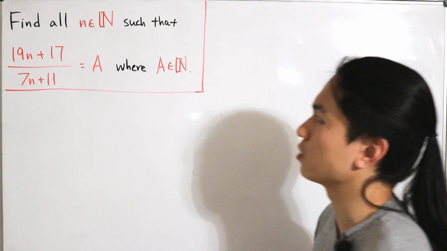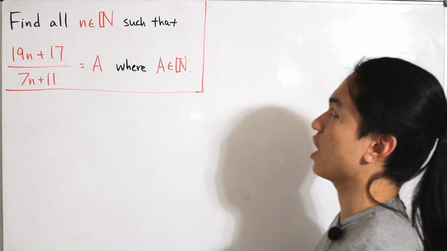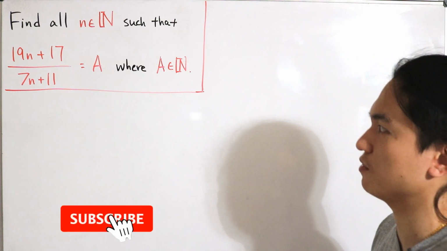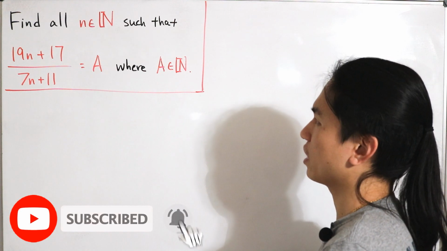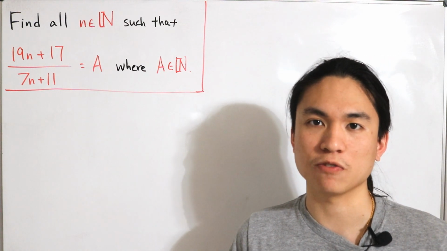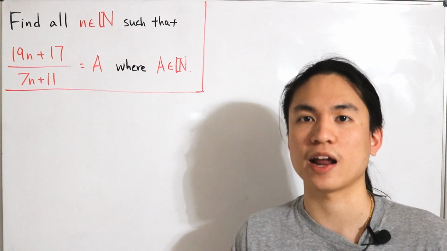So here today we want to find all natural numbers n such that (19n + 17)/(7n + 11) is equal to a, where a is a natural number. Of course, we don't really care what exactly that value of a is equal to, we just know that it has to be a natural number.